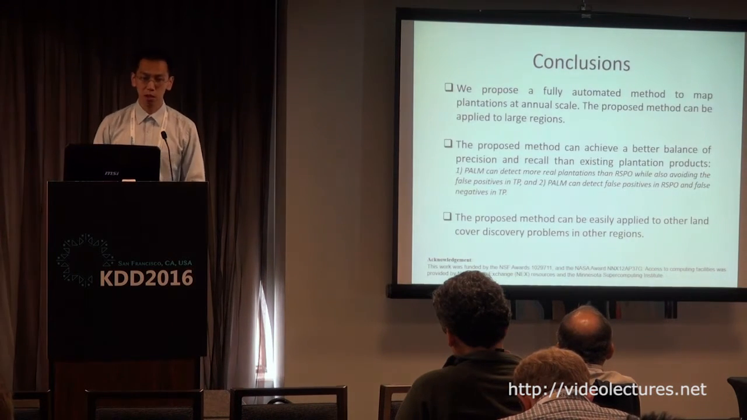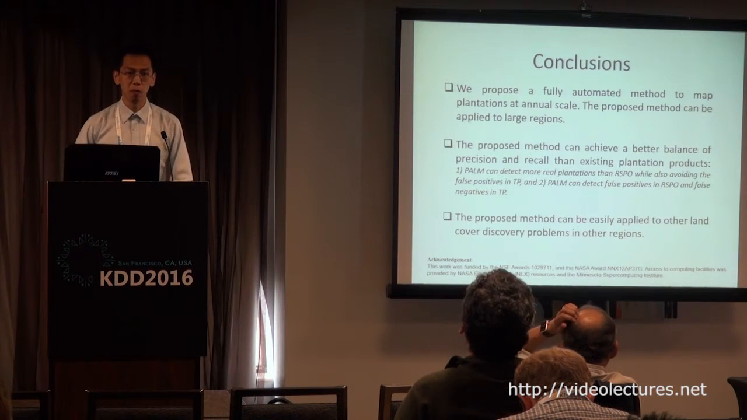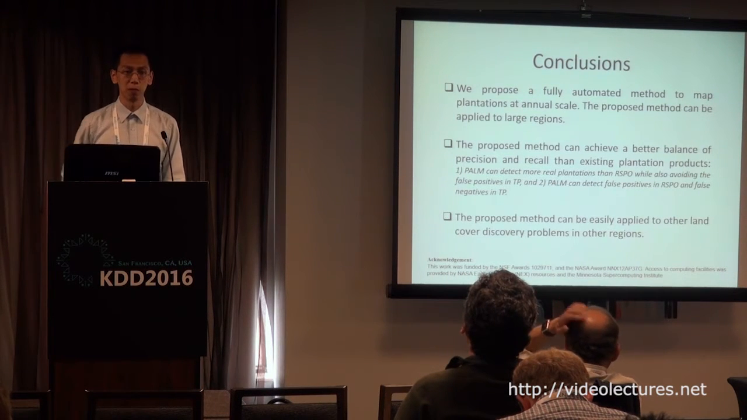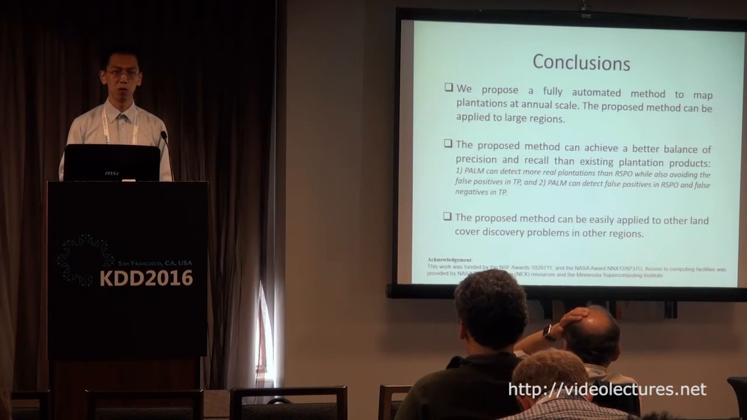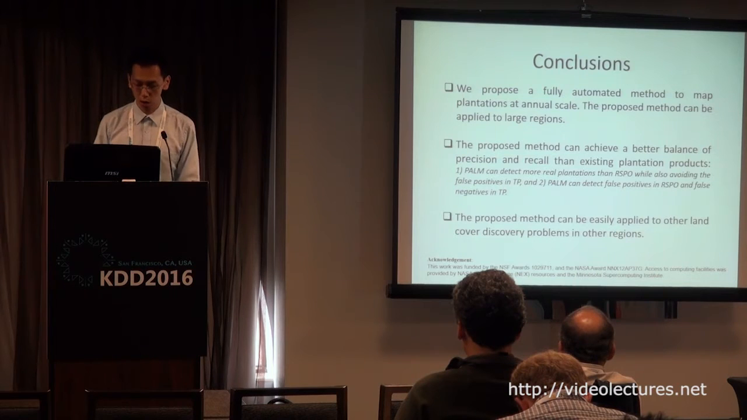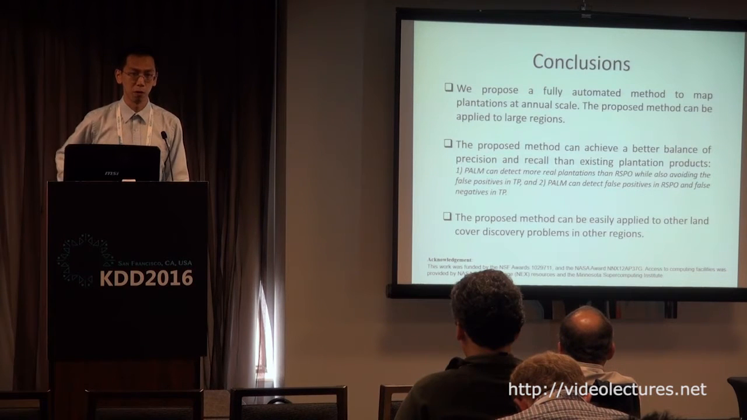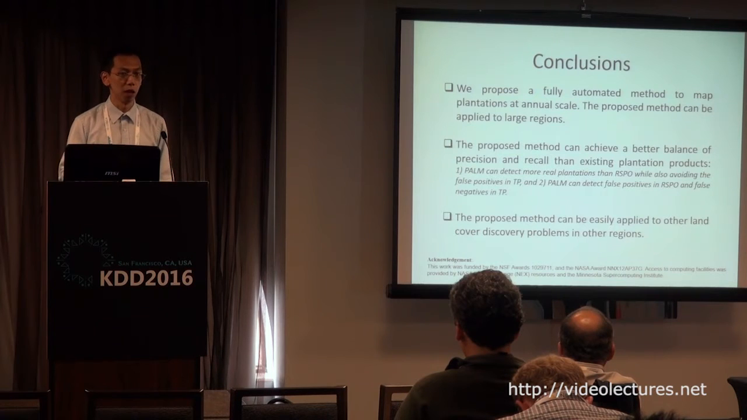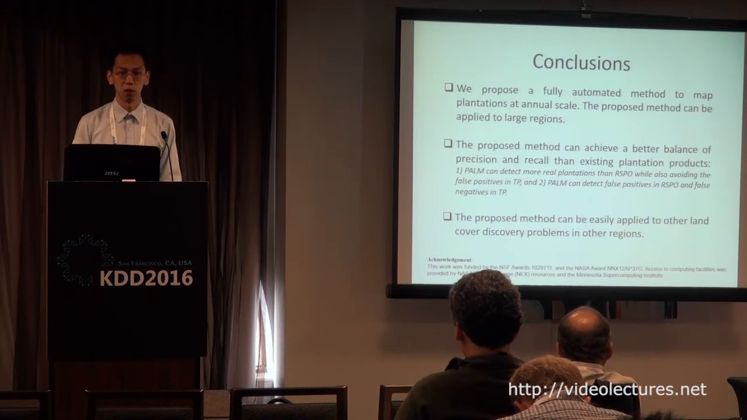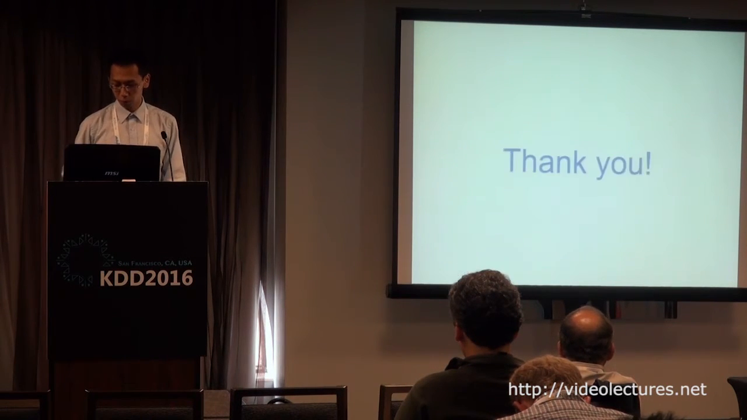To summarize, in this work, we propose a fully automatic way to map plantations, and this method can be used to generate yearly plantation maps and can also be applied to large regions. We also show that our method can achieve a better balance of precision and recall than the existing products, TP and RSPO. And finally, this proposed method can be applied to other land cover problems in other regions of the world. That's it.